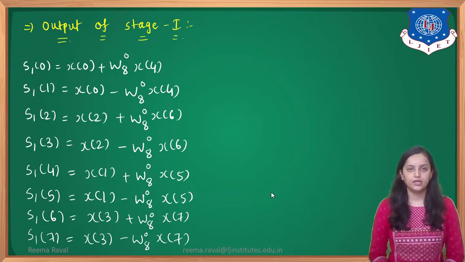particular adder. S1 of 4 equals x of 1 plus W80 x of 5. S1 of 5 equals x of 1 minus W80 x of 5. S1 of 6 equals x of 3 plus W80 x of 7. And S1 of 7 equals x of 3 minus W80 x of 7. In the same way, the output of stage 2 is to be found out.